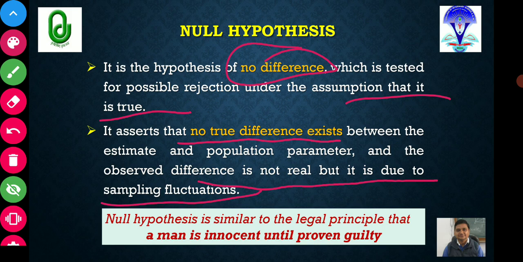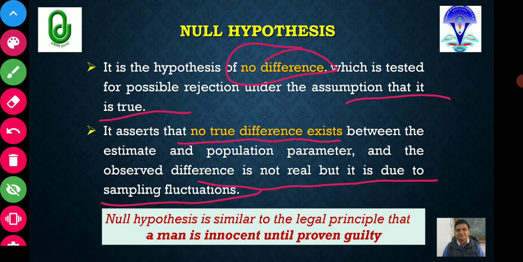So what the null hypothesis is stating is that there is no true difference between the estimate and the population parameter. That is, there is no difference between the sample and the population parameter, and whatever small or insignificant differences are coming, that is due to sampling fluctuation. That means we may have taken a wrong sample, or there is sampling fluctuation. So there is a difference in the samples only. That is why the difference exists.